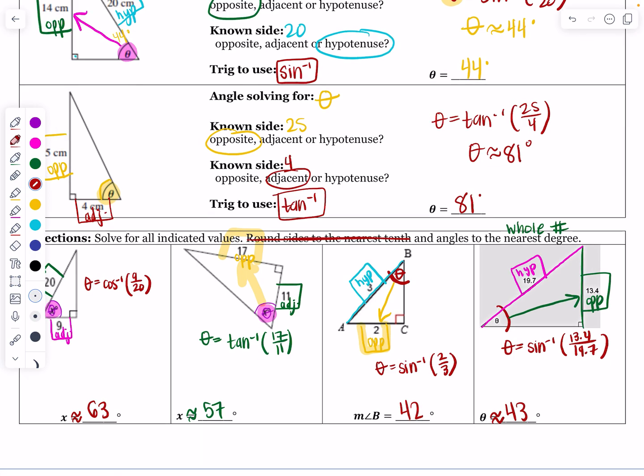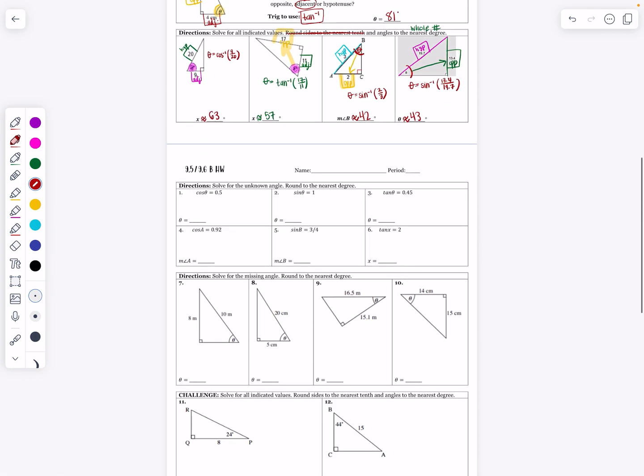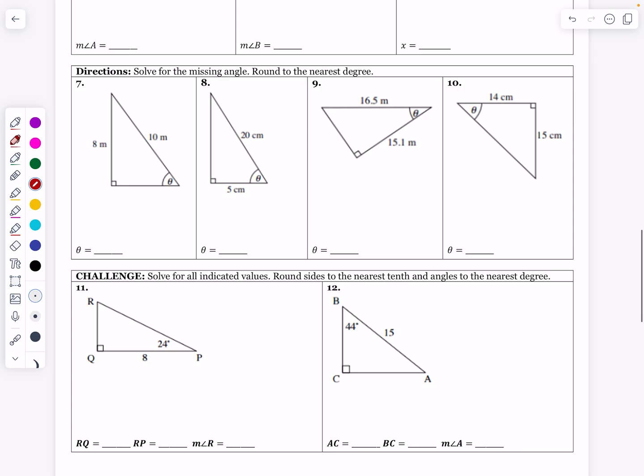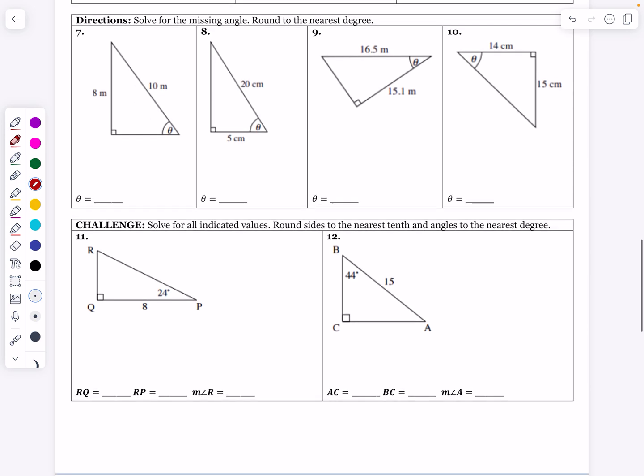Okay, so we were just rounding all of these, and I think that is how it is on your homework on the back as well. Directions, solve for the unknown angle, so you're just doing this entire first section in your calculator. And then you're having to decide the actual function, the inverse function for 7 through 10. And then I do have a challenge on here. Before I teach you solving all the missing pieces in a right triangle, I want to see if you can do this. So try these out.